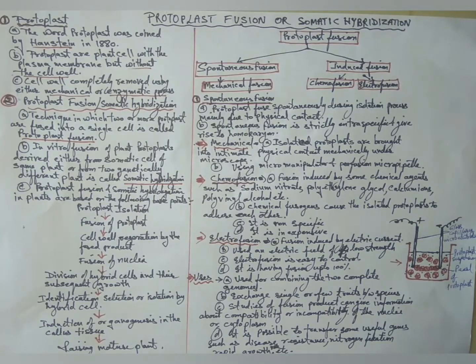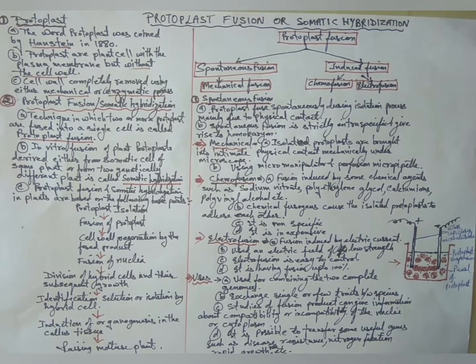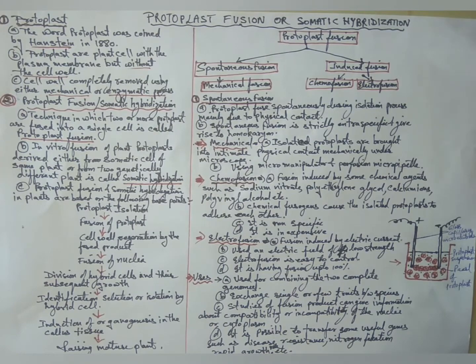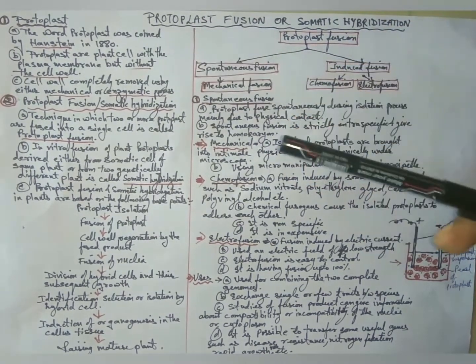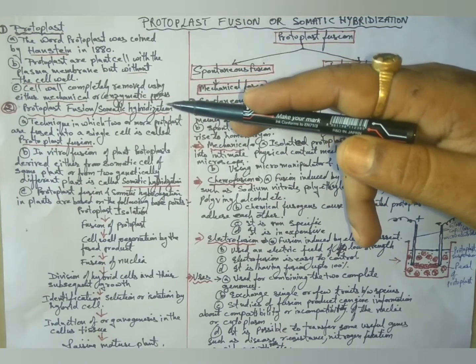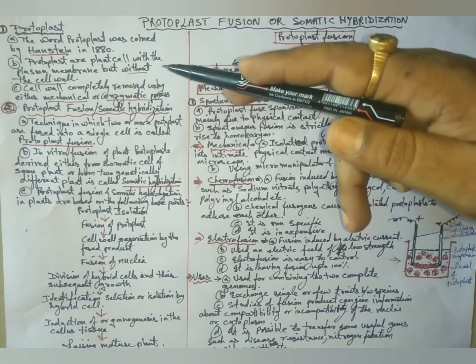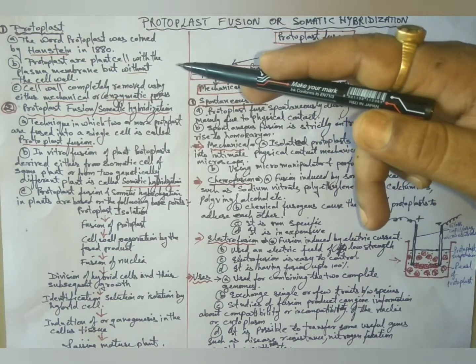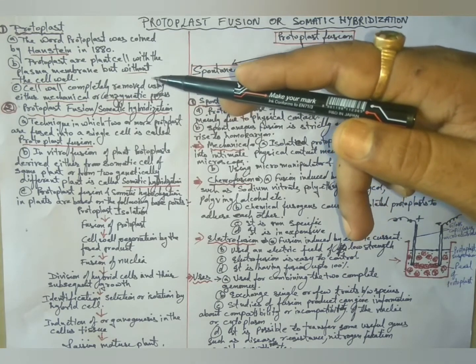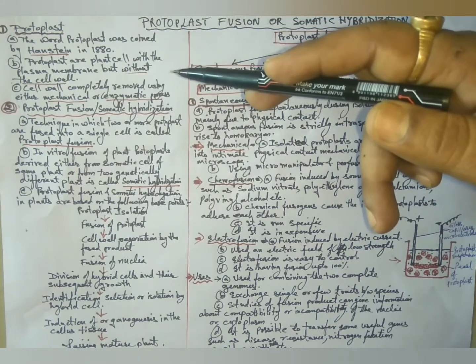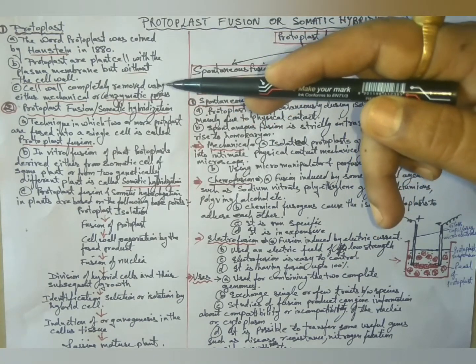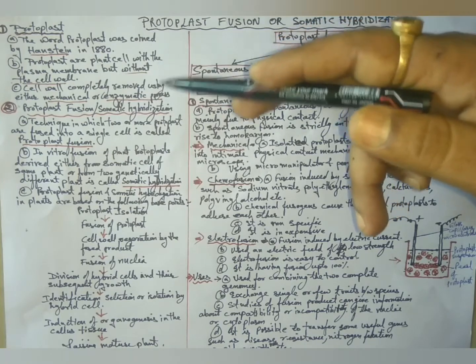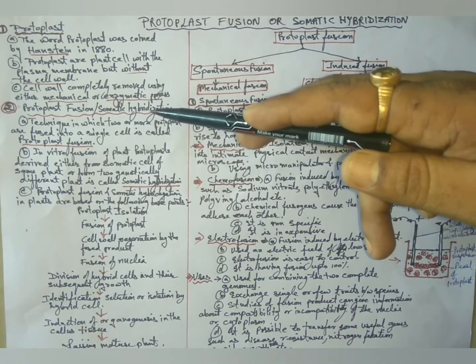Today we will discuss protoplast fusion or somatic hybridization. Protoplast. The word protoplast was coined by Hanstein in 1880. Protoplasts are plant cells with the plasma membrane but without the cell wall. The cell wall is completely removed using either a mechanical or enzymatic process. So we can say that the entire plant cell without its cellulosic cell wall is called a protoplast.